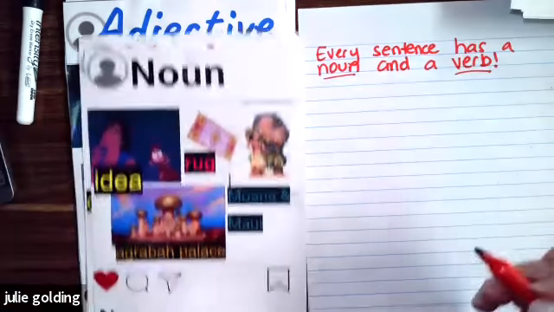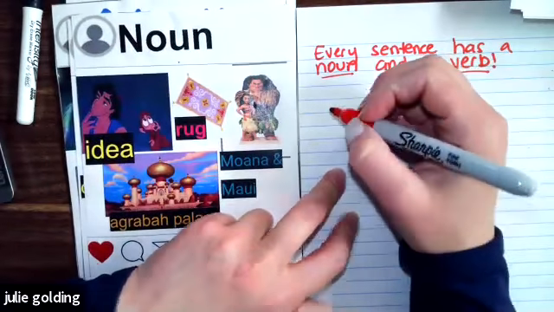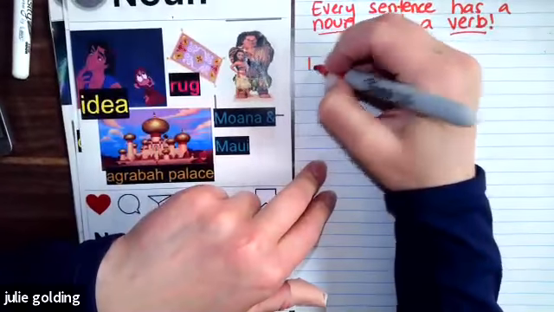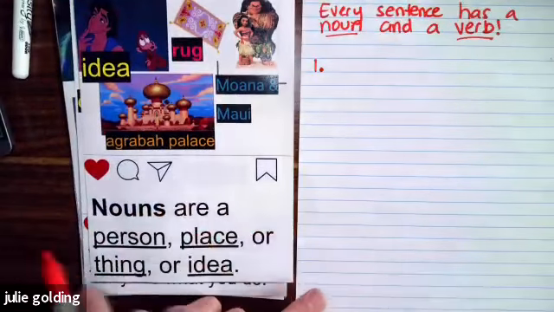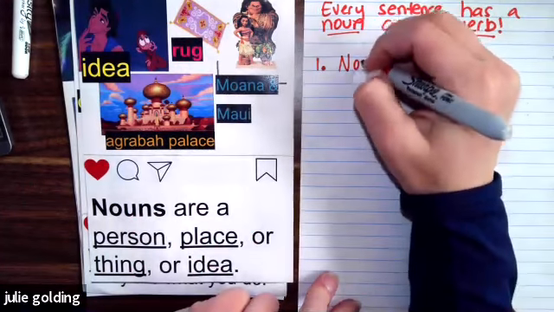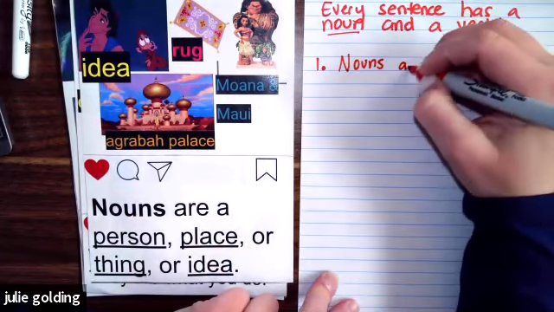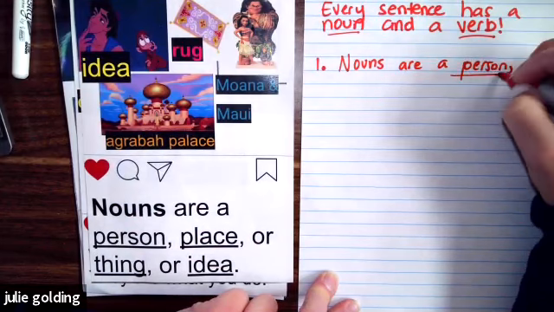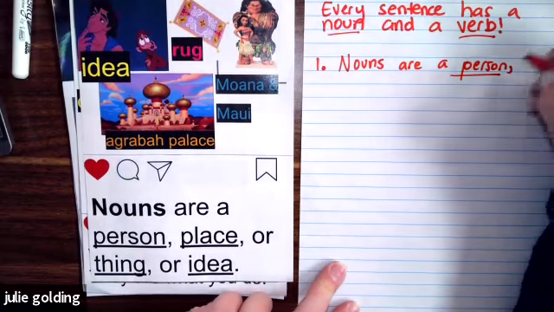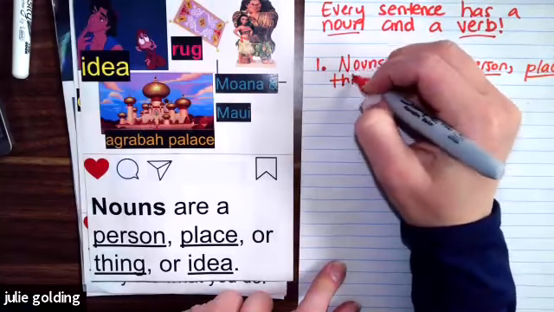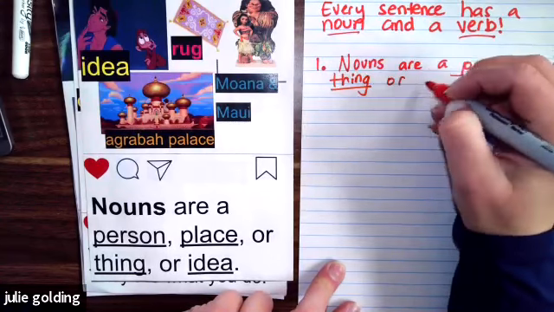So let's begin. What is a noun? You are going to write on your paper, number 1, nouns are a person, place, or thing or idea. Nouns are a person. You can underline that so you can remember. It's a person, a place, thing, or idea.